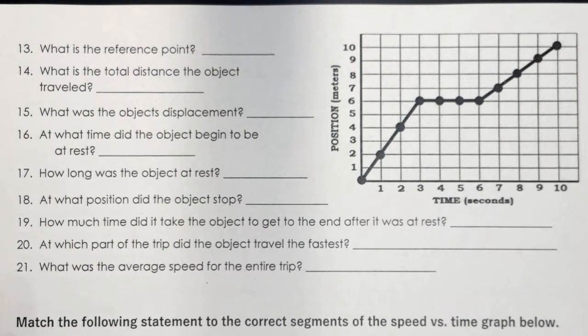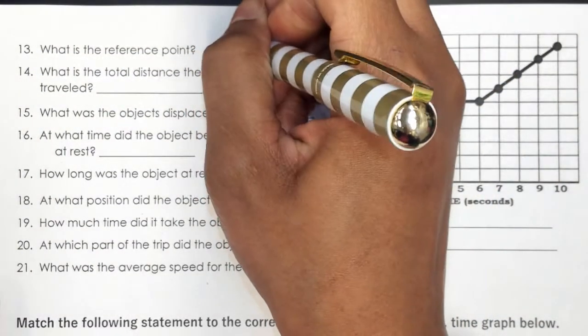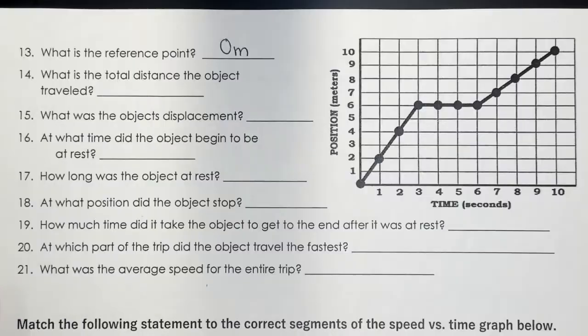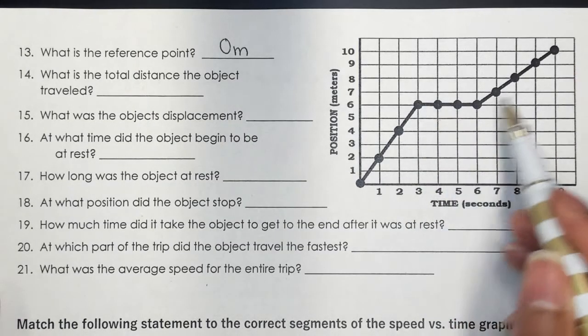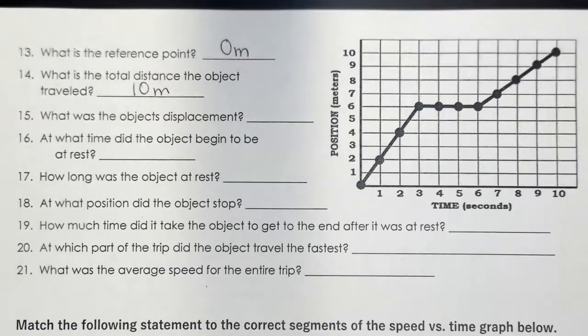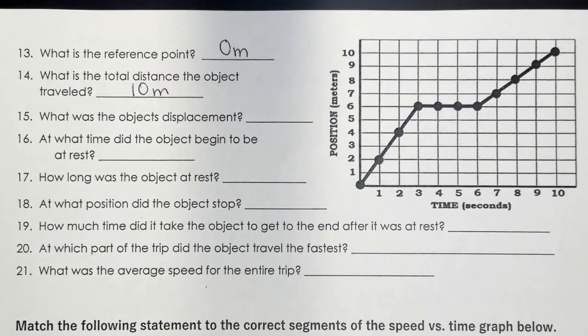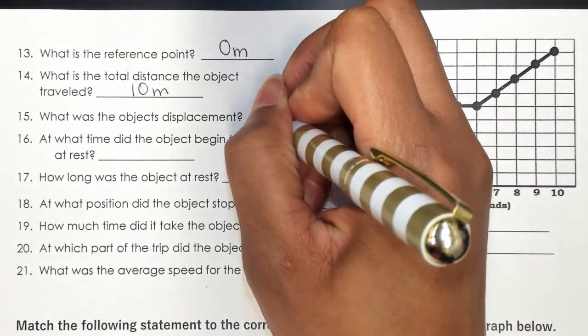Question 13 says, what is the reference point? Well, I'm starting at 0, so 0 meters. What is the total distance? The object went from 0 all the way to 10. Even though it took a break, it still went to 10, so 10 meters. The displacement is still going to be 10 because it never returned back to the starting position.